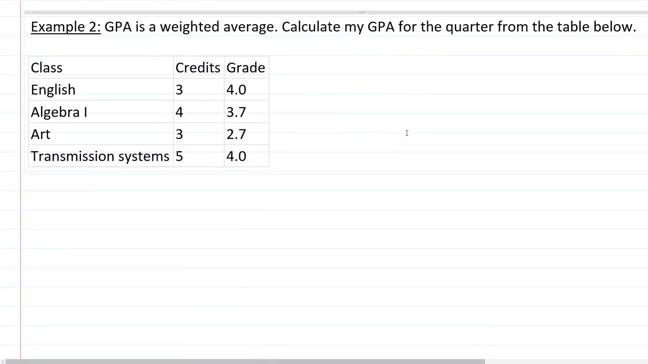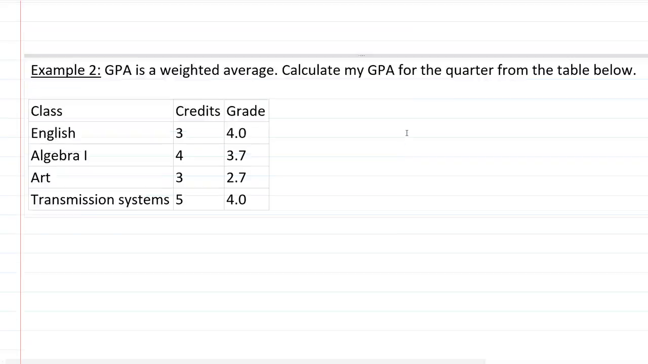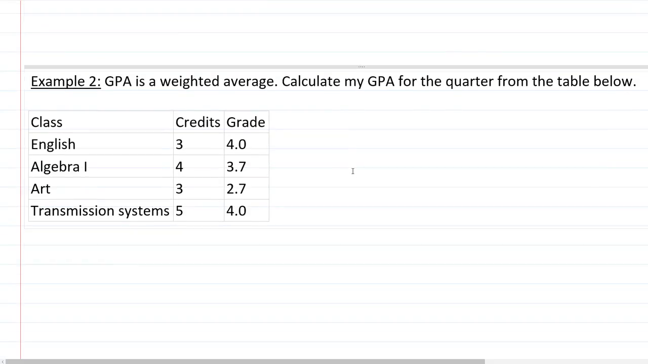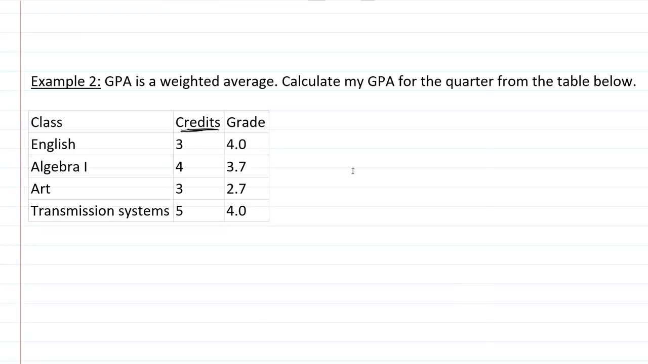Example 2. GPA is actually a weighted average. Calculate my GPA for the quarter from the table below. So say I'm taking these 4 classes, English, Algebra 1, Art, and Transmission Systems. So in this example, like above, the price is like the credits. So this is the significance or importance of the number, and the grades are the numbers. So again, like before, first off, we multiply all of the significance values times the actual values.